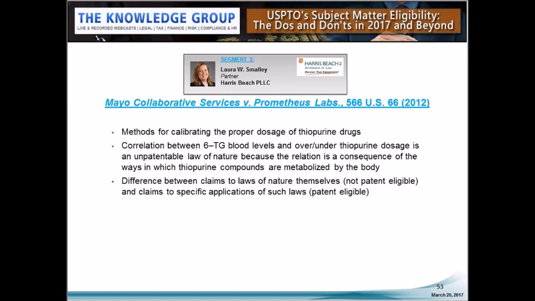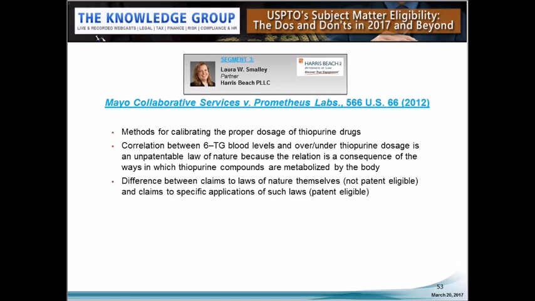At issue in Mayo were methods for calibrating the proper dosage of thiopurine drugs. When ingested, the body metabolizes the thiopurine drugs, producing metabolites in the bloodstream. Each of the claims at issue recited an administering step instructing the doctor to administer the drug to the patient, a determining step which tells the doctor to measure the resulting metabolite levels in the patient's blood, and a wherein step, which describes the metabolite concentrations above which there is a likelihood of harmful side effects and below which it is likely that the drug dosage is ineffective.